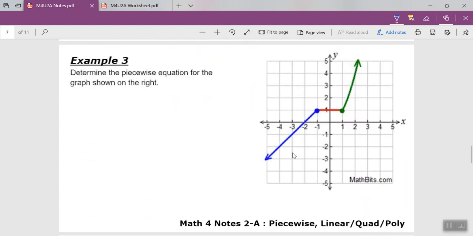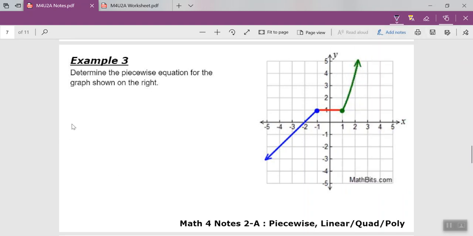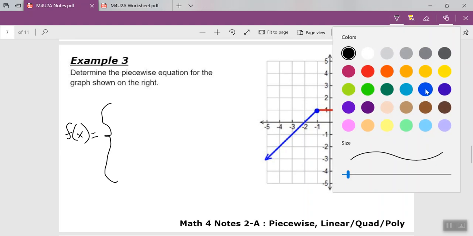Now, this guy was fun. We're going to look at creating our own function, f of x equals, and we're going to have 3 pieces to it. We're going to have blue and red and green. Now let's start with the blue.